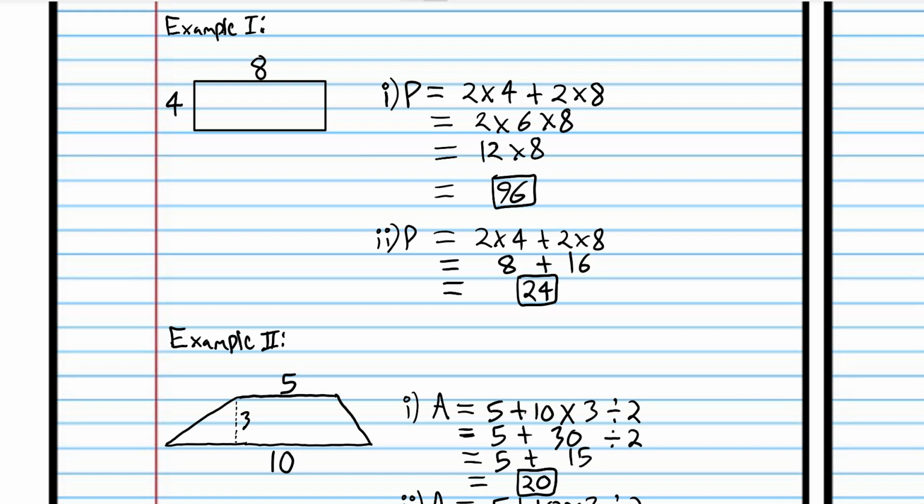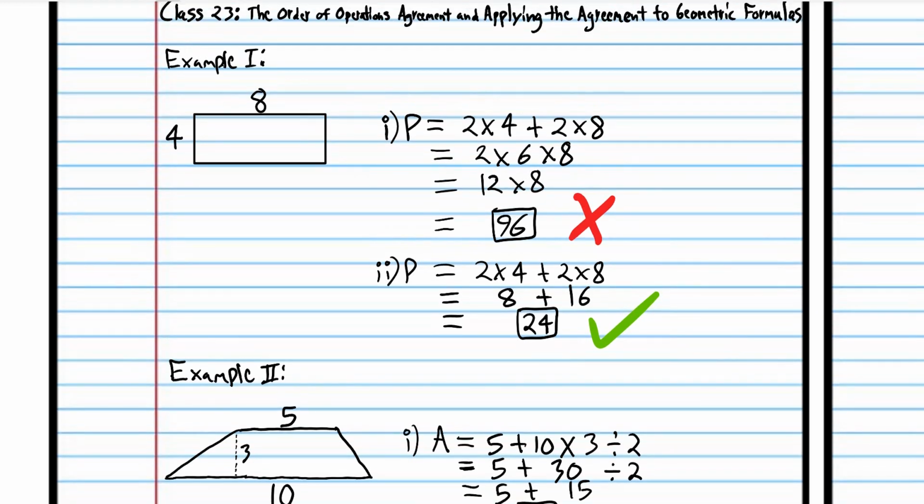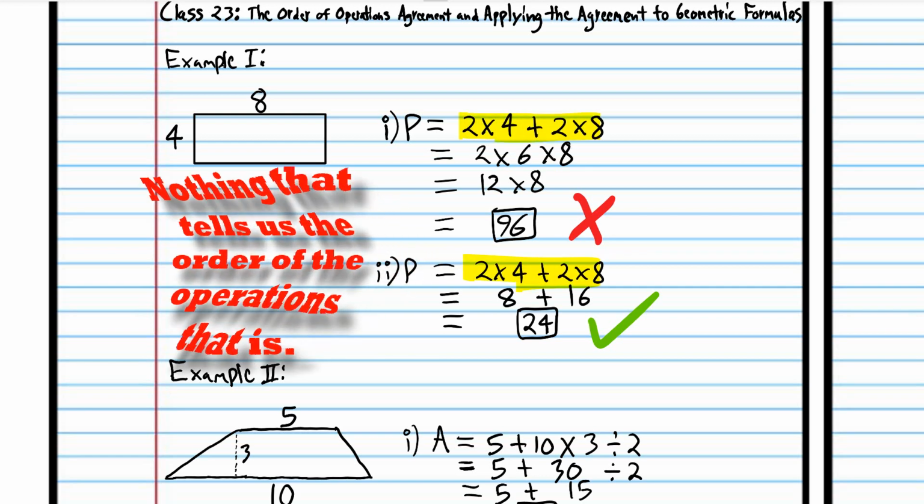So as you can see, wrong answer, correct answer. The answer changes based on the order of the operations that you perform. So we have to come up with what's called an order of operations agreement, because when you look at these expressions, you see a bunch of operations, right? But there's nothing in this expression that tells you what order of operations you should follow. Should we do addition first? Should we do multiplication first? There's nothing in these expressions that tells us what to do.